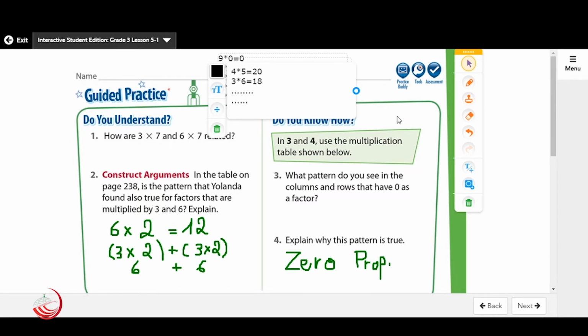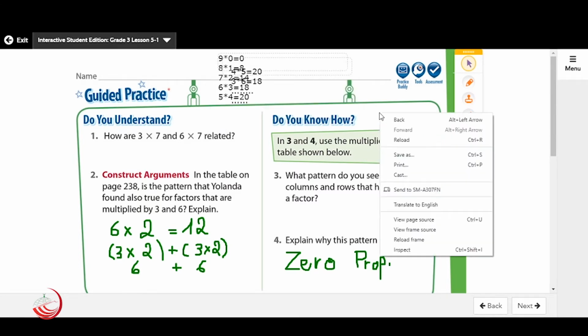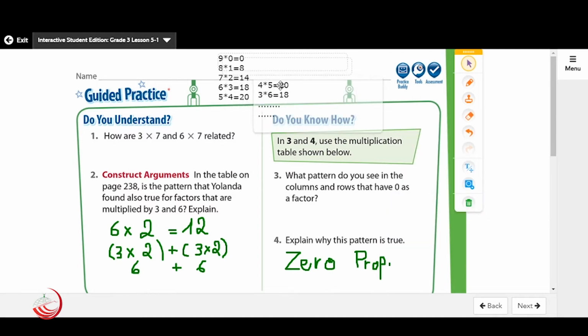What are you going to notice? That the factors here, 5 and 4, when I change their places or their positions, they give me the same product, which is very clear for the property, the associative property. The associative property: if I change the places of the factors, the product will remain the same.